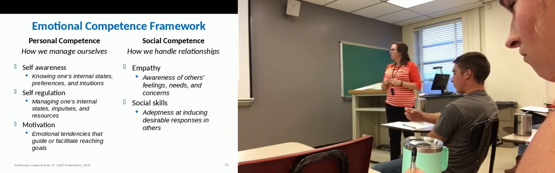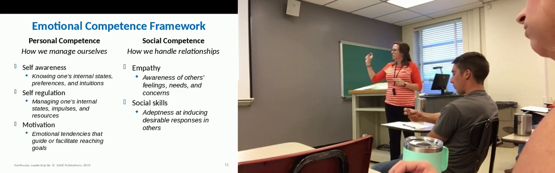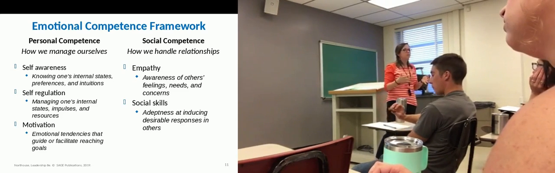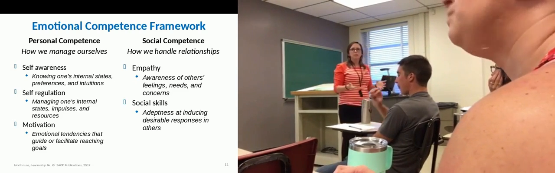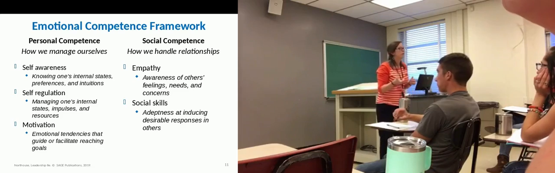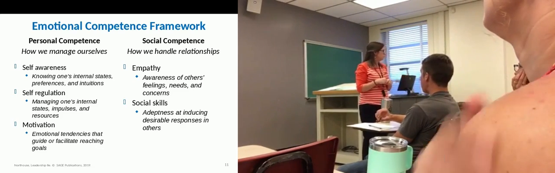So our social skills. And I like the word adeptness. We know we have these power bases, these ways to influence people to get them to do what we want as leaders. But adeptness is knowing when to use them, what's appropriate to use. All right?